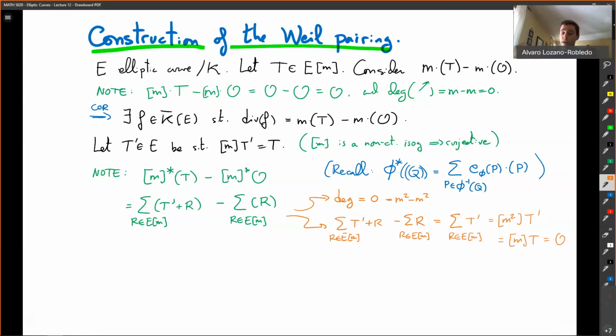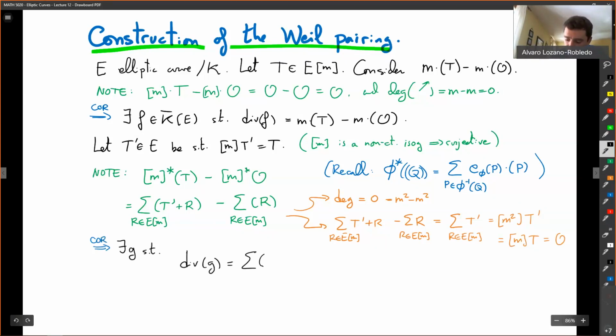The degree is 0. Therefore, by the corollary, once again, this is the divisor of a function. So there is a function G such that the divisor of G is that divisor, the sum of T prime plus R minus the sum of R for R in E[M].